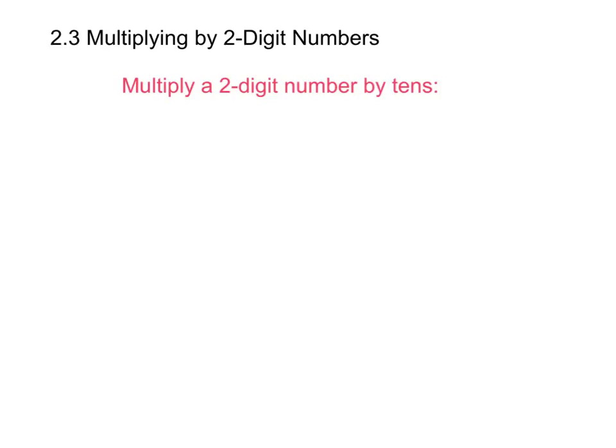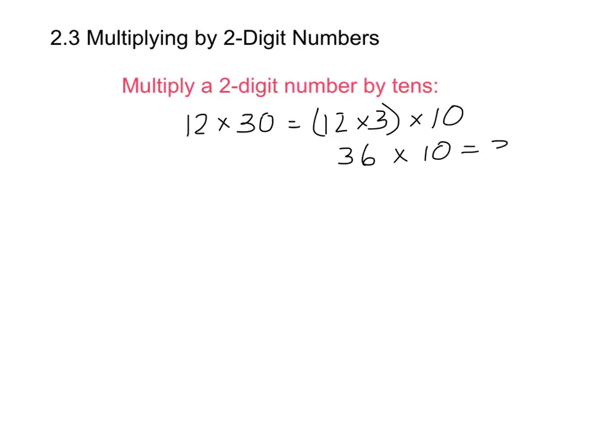You can multiply a two-digit number like 12 times a multiple of 10, like 30, by breaking apart the 30, taking 12 times 3, and then taking the answer times 10. So we had 36 times 10, which gave us 360.